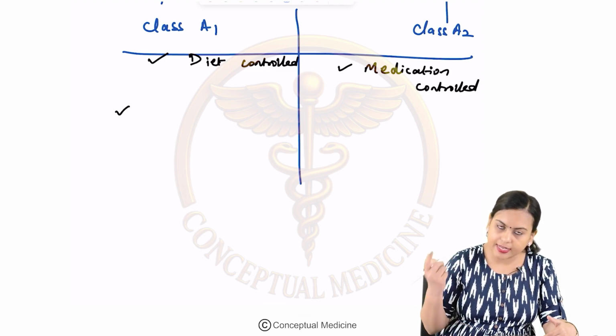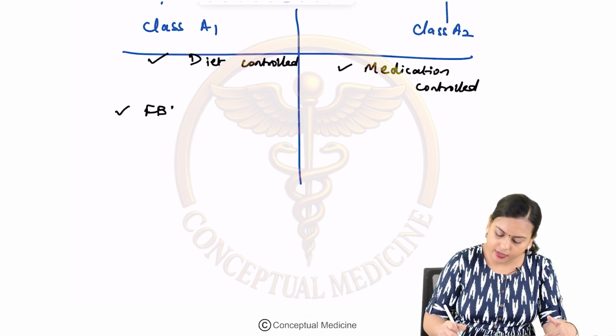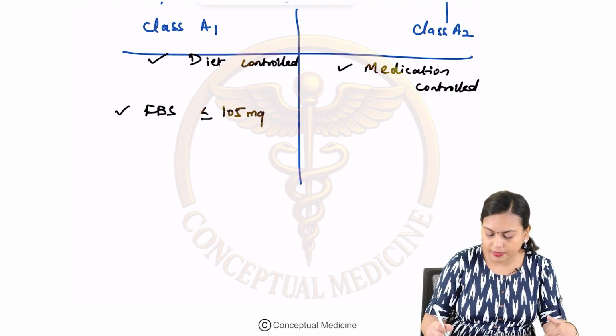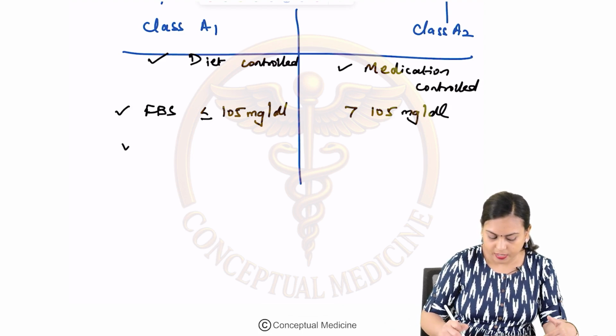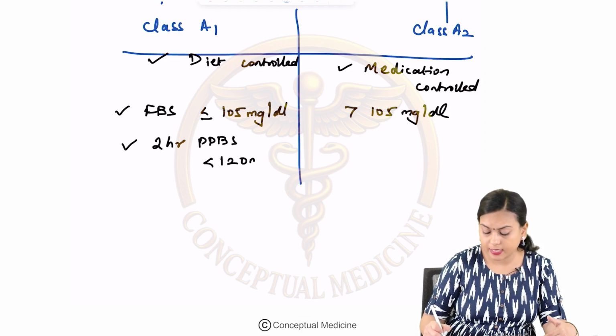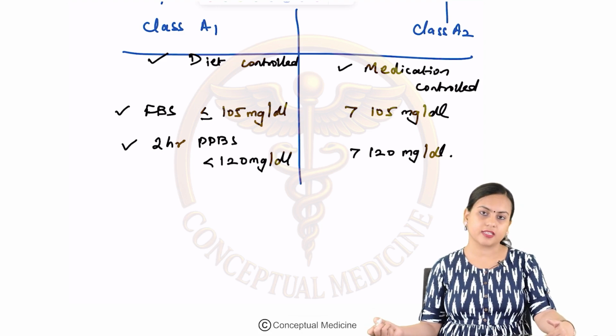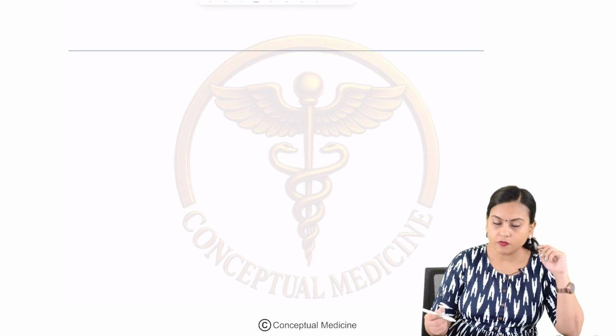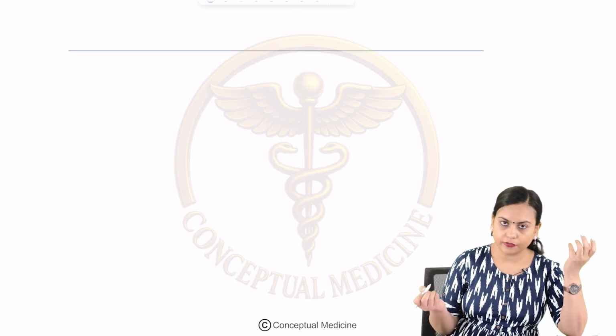Okay. And in class A1, the fasting blood glucose level is going to be less than or equal to 105 milligram per deciliter. Okay. So, definitely here it is going to be more than 105 milligram per deciliter, and 2-hour postprandial blood sugar is going to be less than 120 milligram per deciliter. Here this is going to be more than 120 milligram per deciliter. Clear? Now we will see the pathophysiology of GDM.